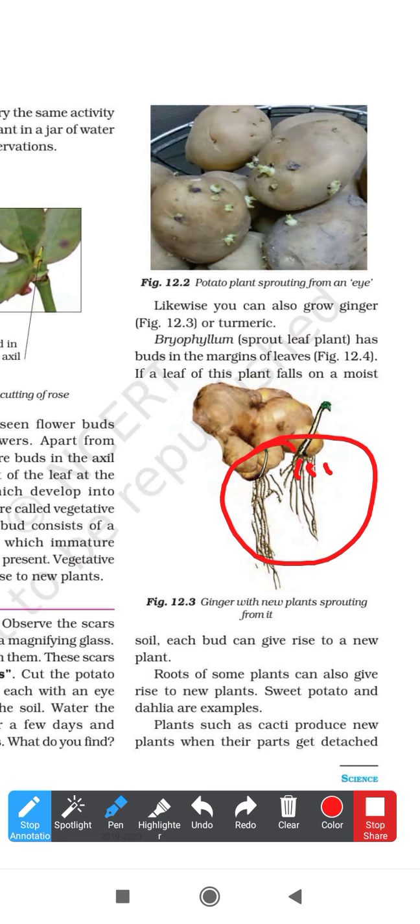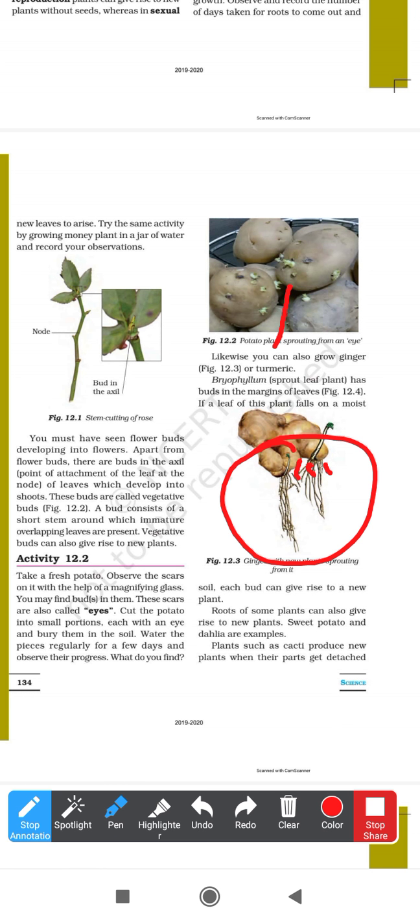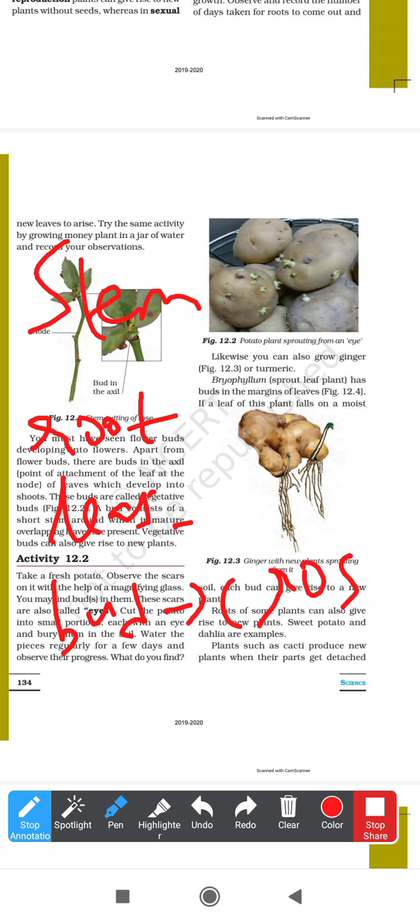Clear? So now let us highlight some part over here, right? So first of all, vegetative reproduction from stem. Vegetative reproduction means to grow, right? Or vegetative propagation, it means to grow without seed. So without seed means by stem, by root, by leaf, or by bud. By bud, what will grow? That is, by buds, rose will grow, right? That is, it will grow by a stem, right?